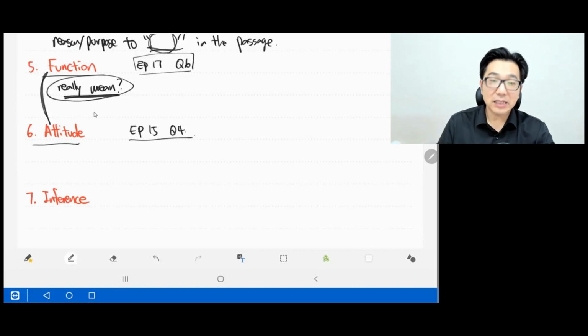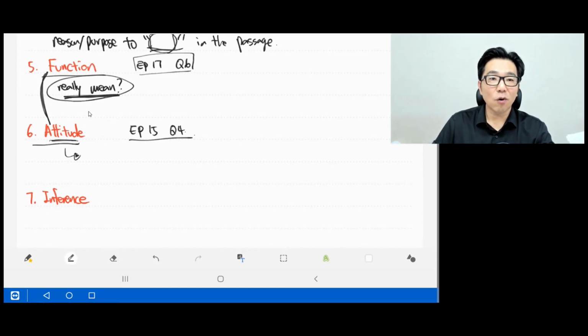speaker really means, attitude is based on the information or even the tone of voice, what is the attitude of the speaker rather than what he really means. So, it's almost the same question. And if you look at some books, or some teachers even teach this question type as one type, function and attitude, it's that similar, but ETS classifies them as two separate question types. So I'm giving it to you as a separate question type.